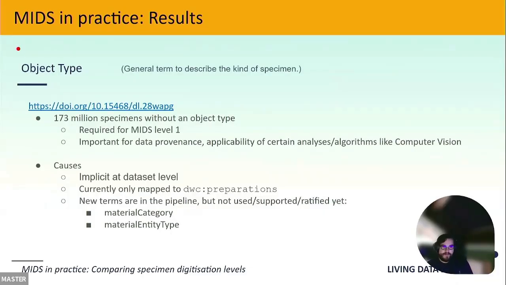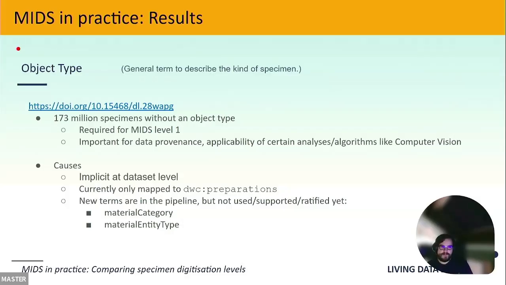Second, we get object type. This is a property that has been subject to quite a lot of discussion in technical circles the last couple of years. We define it as a general term to describe the kind of specimen. So, herbarium sheet, pinned insect, microscope slide, stuffed animal. As we see, more than half of the specimens in GBIF currently do not map this property as we specified in the mappings, which is currently all the maps to the Darwin Core preparations term.